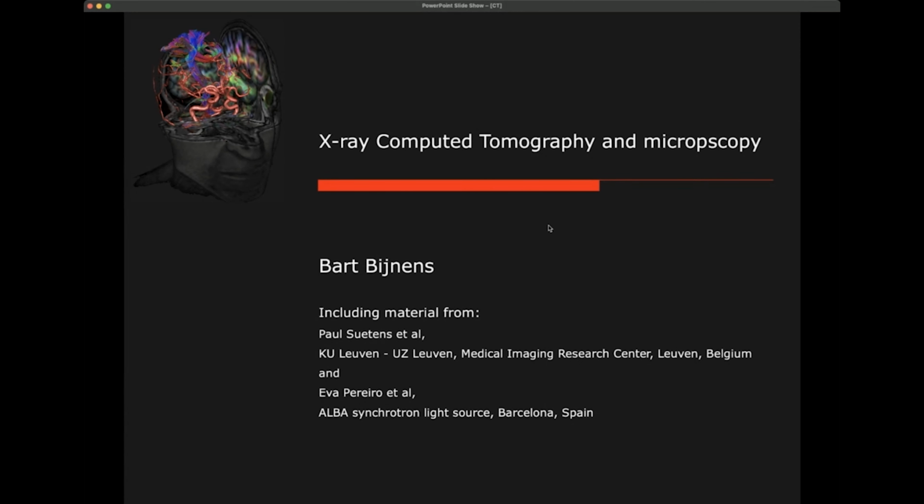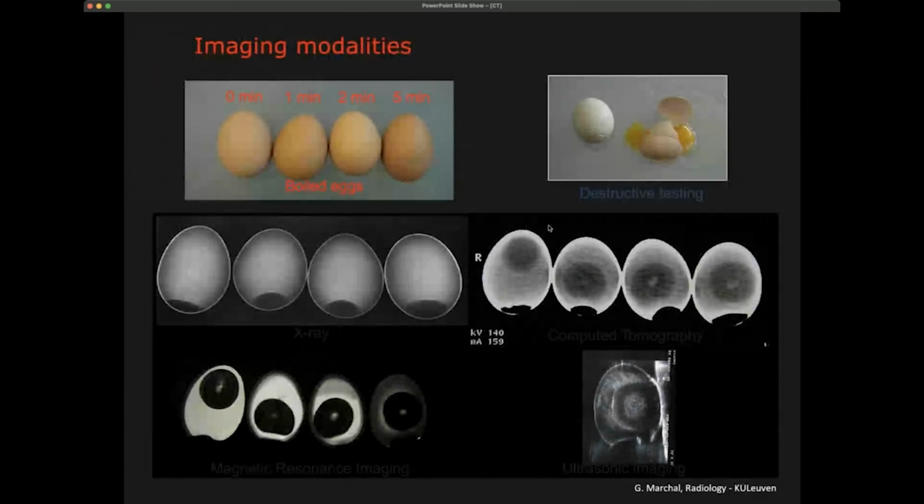Today we will talk about the next imaging modality, which is computed tomography and X-ray microscopy. We will also cover the one which is synchrotron-based, as I explained to you in the first class. So let's again go back to our eggs.